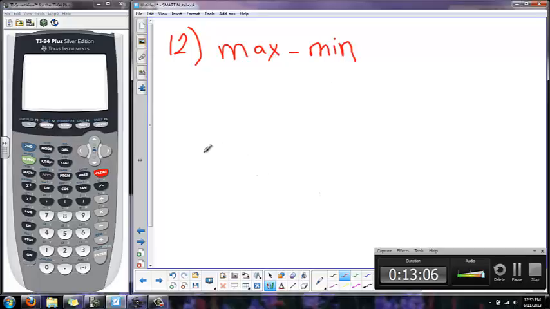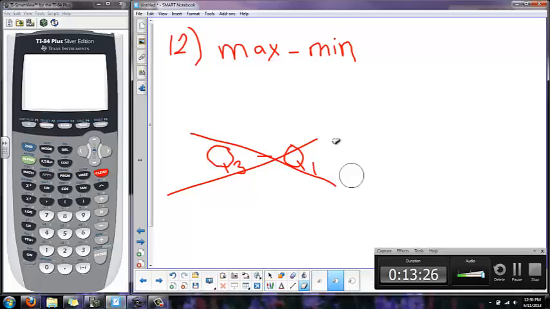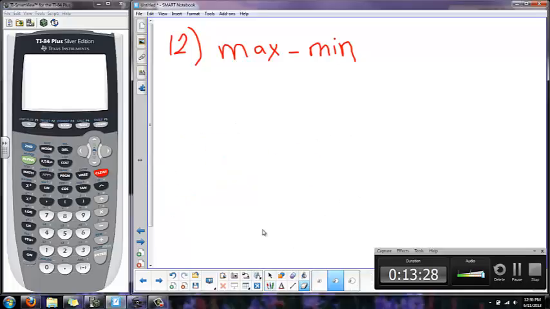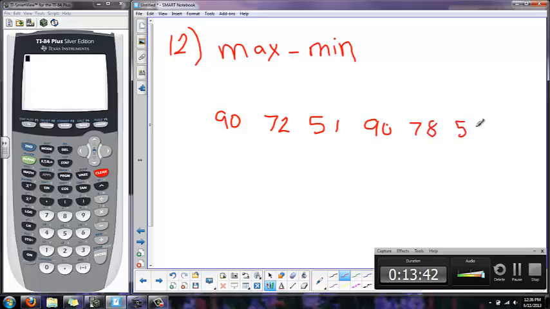The other thing that we could ask you is the interquartile range, and the interquartile range is where you type all the numbers into your calculator, and your calculator tells you Q3 and Q1, and Q3 minus Q1 gives you your interquartile range. That's not what we're doing right now. It just asks for the range of the data, and you have a bunch of numbers listed out right there, and the numbers are 90, 72, 51, 90, 78, and 53.